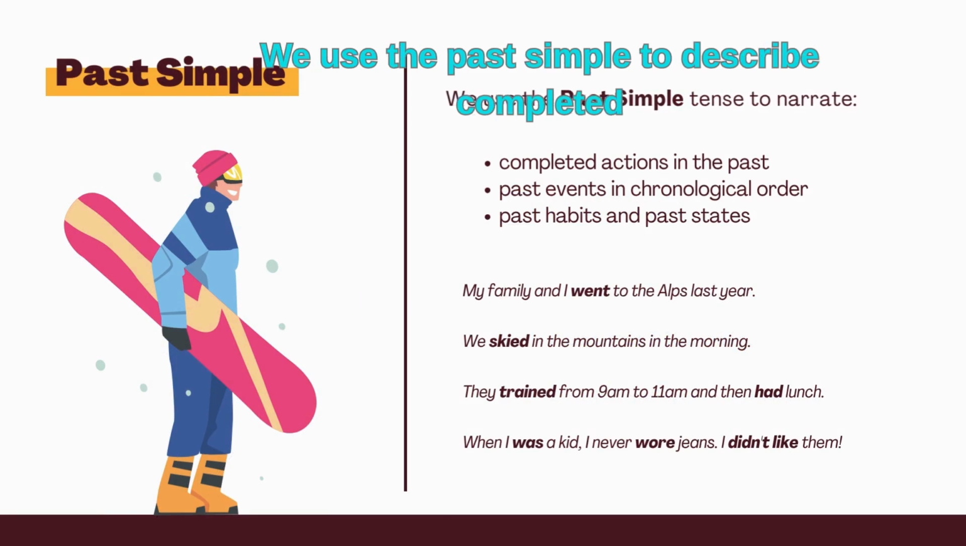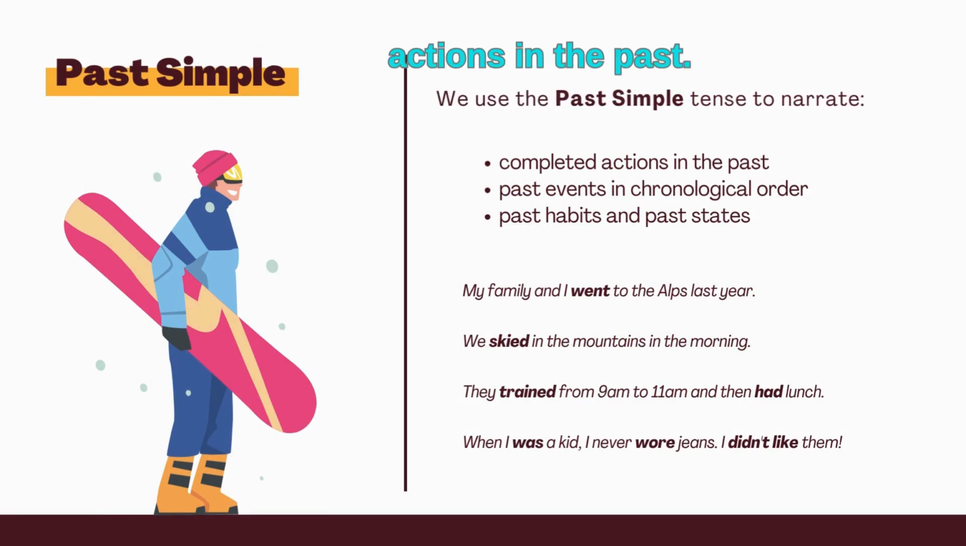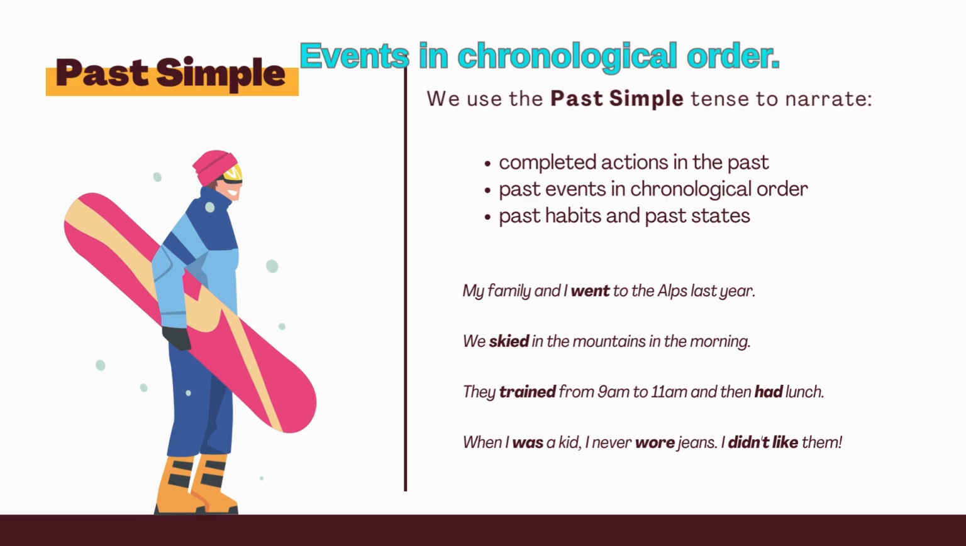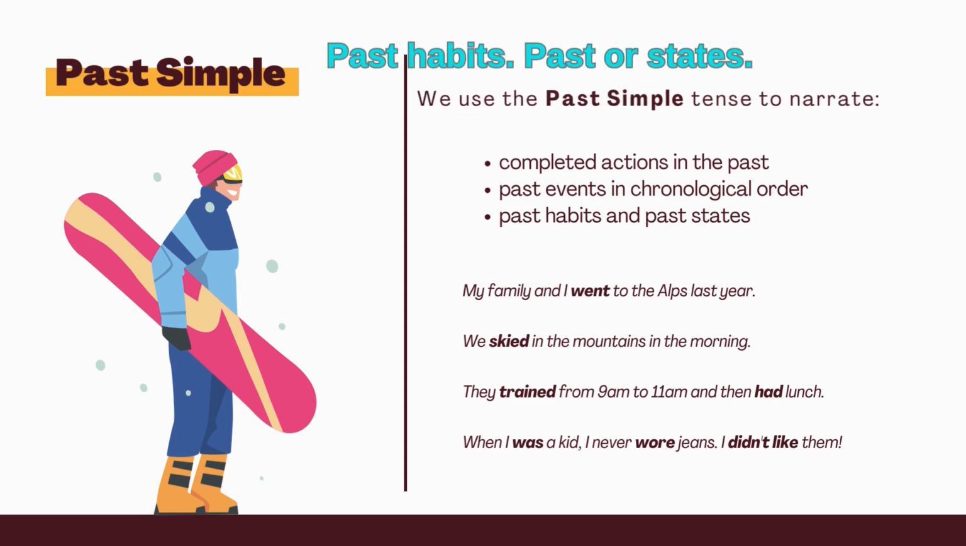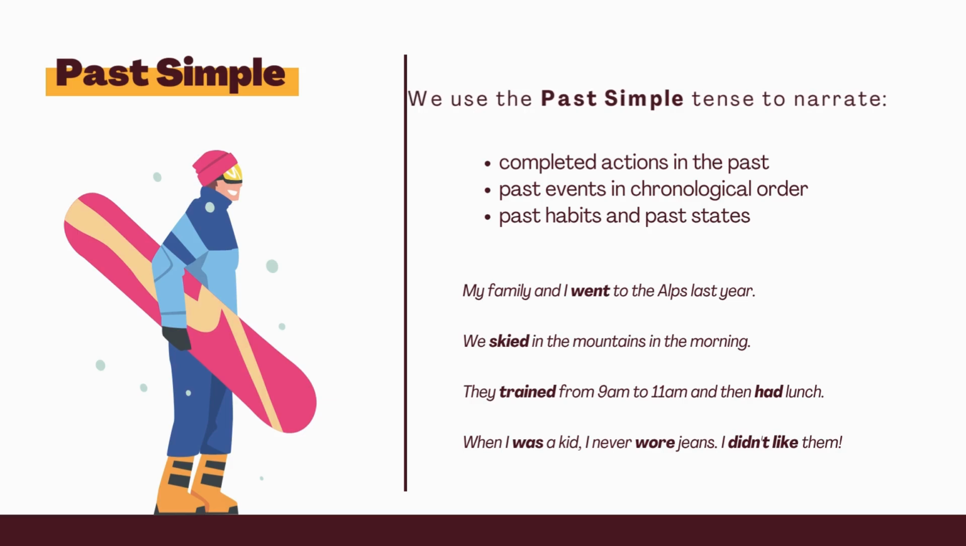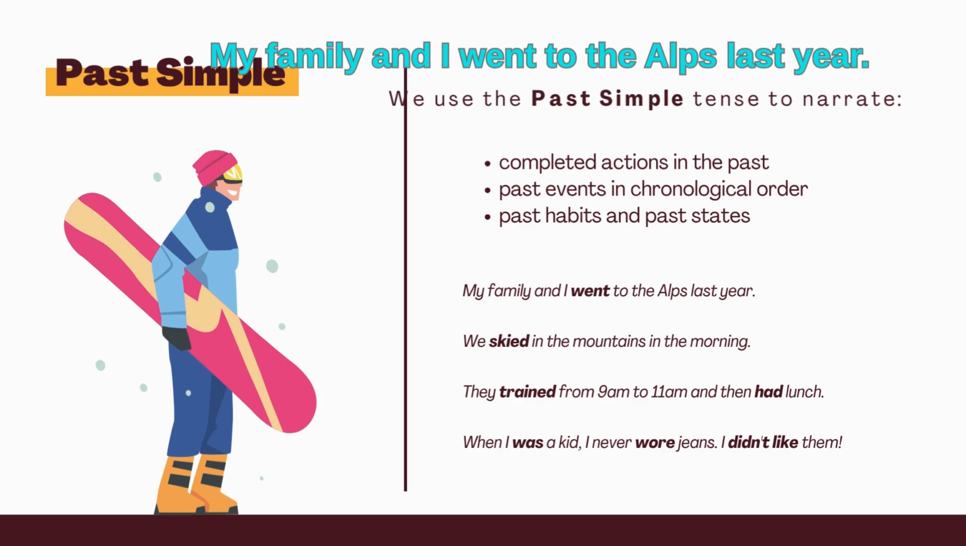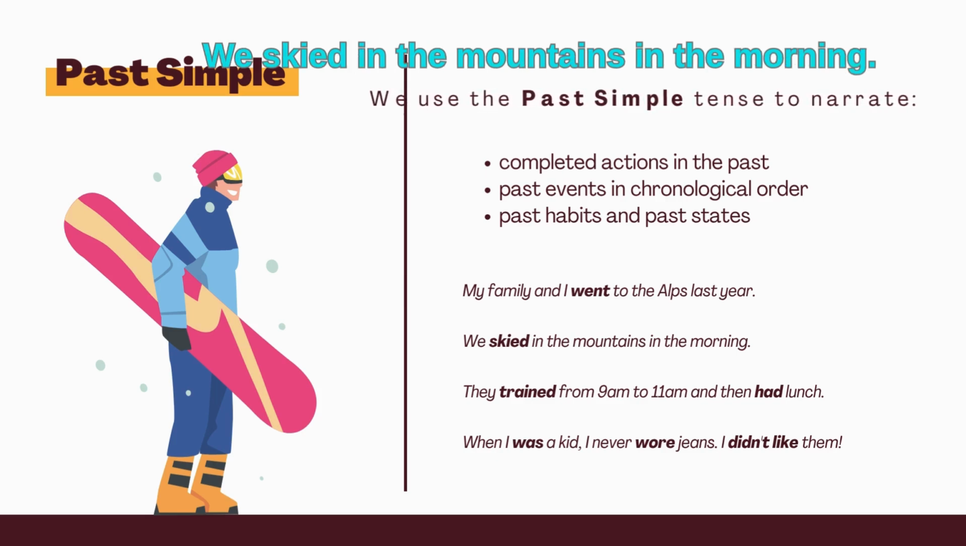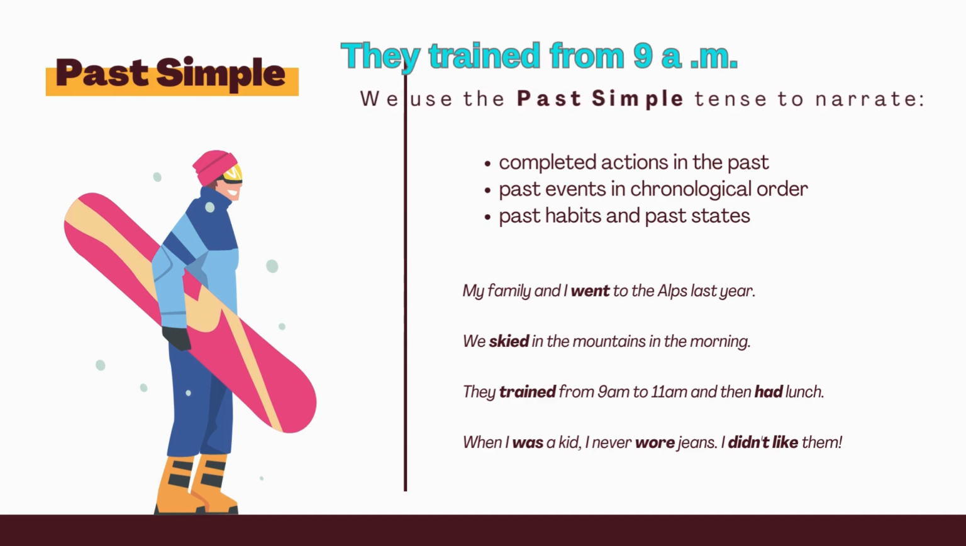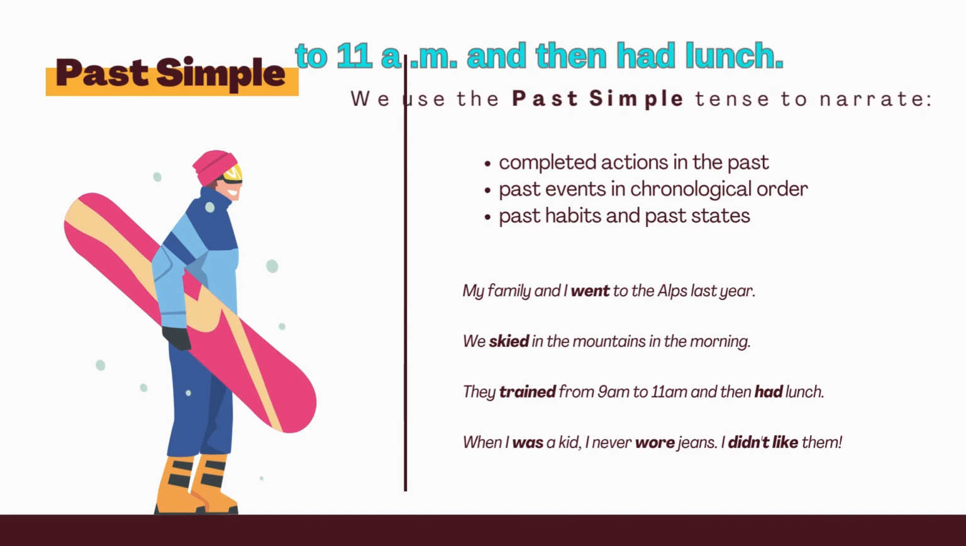We use the past simple to describe completed actions in the past, events in chronological order, and past habits or states. Here are some clear examples. My family and I went to the Alps last year. We skied in the mountains in the morning. They trained from 9 a.m. to 11 a.m. and then had lunch.